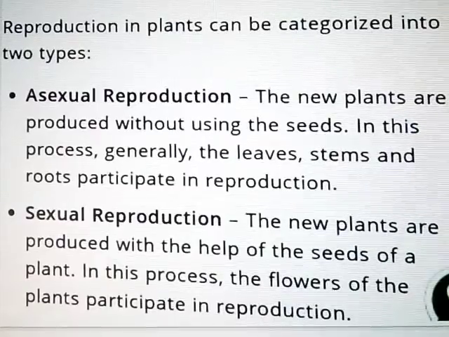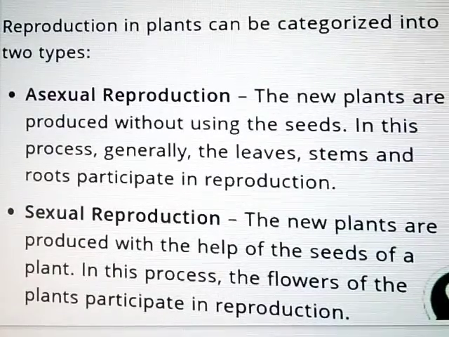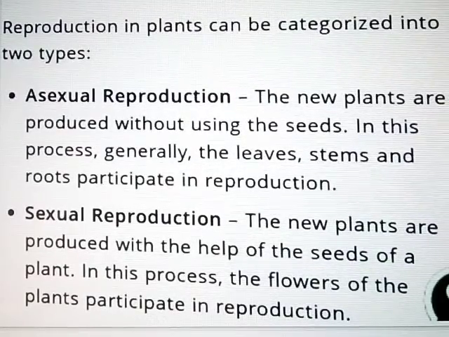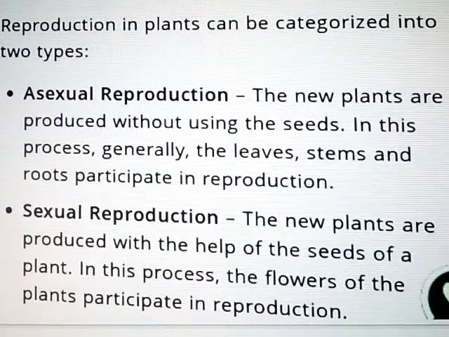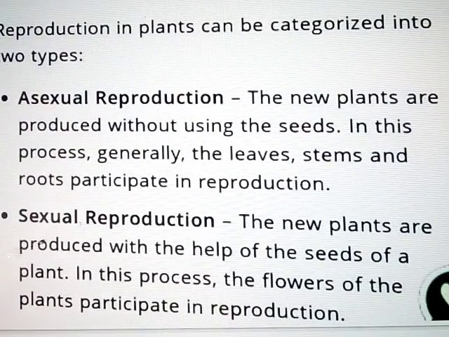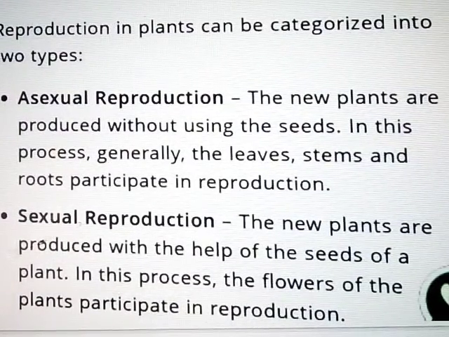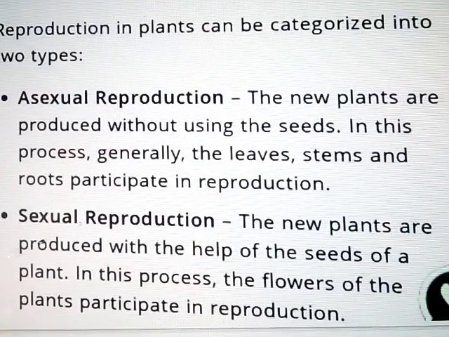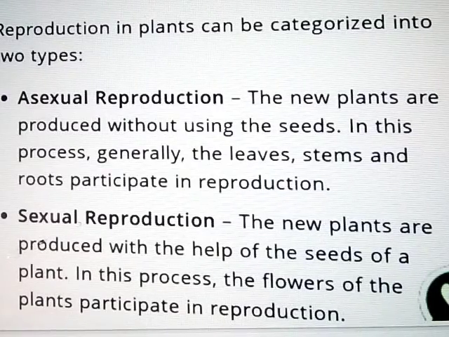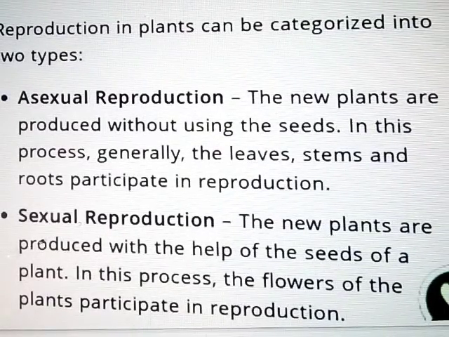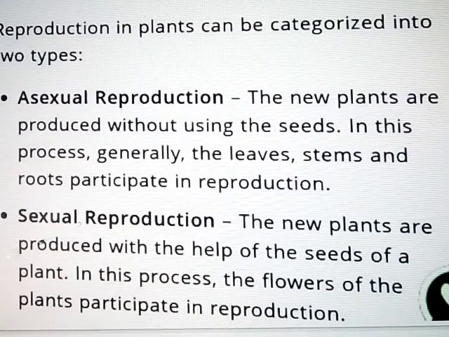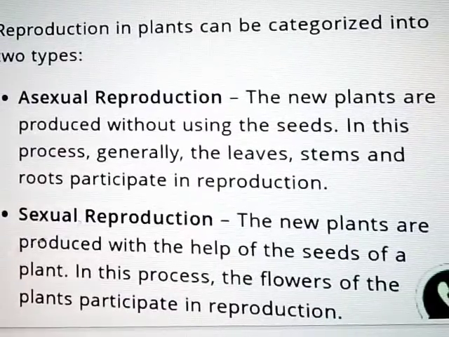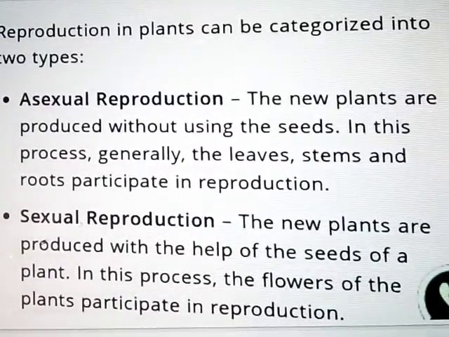Reproduction in plants can be categorized into two types: asexual reproduction and sexual reproduction. In asexual reproduction, the new plants are produced without using the seeds. In this process, generally the leaves, stems and roots participate in reproduction. Sexual reproduction: the new plants are produced with the help of the seeds of a plant. In this process, the flowers of the plants participate in reproduction.